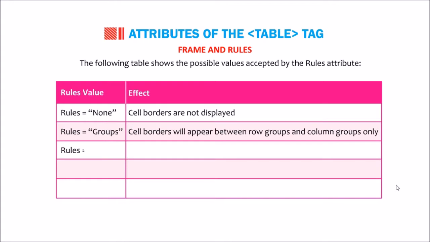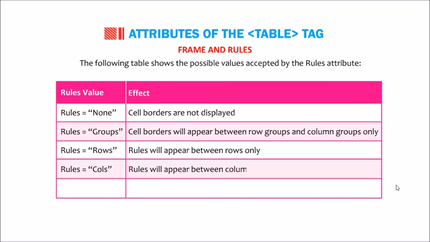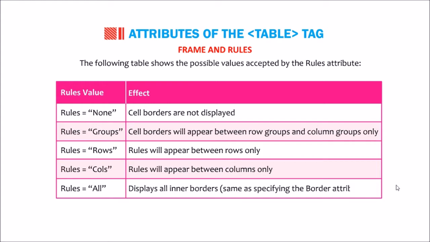Rules equals "rows": rules will appear between rows only. Rules equals "cols": rules will appear between columns only. Rules equals "all": displays all inner borders, same as specifying the border attribute.